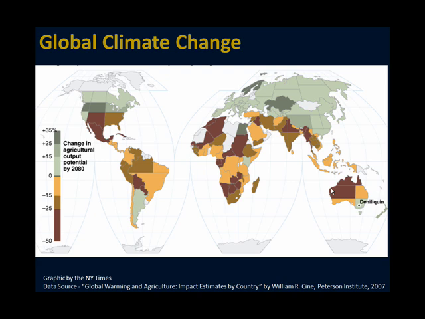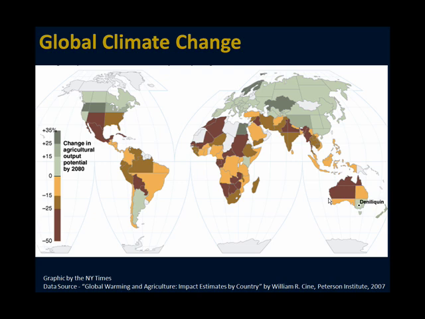Now, in addition to biofuels, global climate change is also having an impact on our food supply, and perhaps with the recent food crisis has particularly played a large role. This image shows some forecasts and estimates as to the impact of global climate change on agriculture.